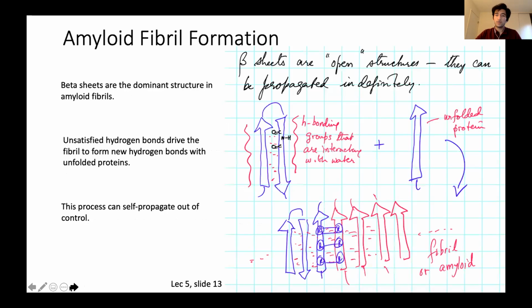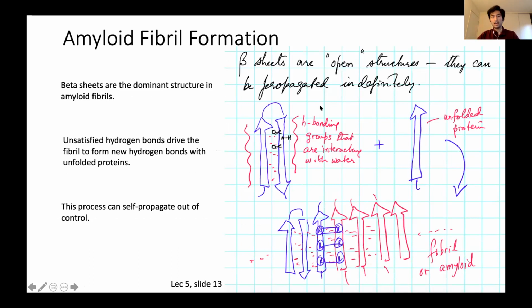Okay, so next, to round out my presentation for today, the last topic I want to touch on is amyloid fibril formation. You talked about amyloid fibrils in lecture just yesterday, but the first time they were introduced in this class was actually in lecture 5, on slide 13.